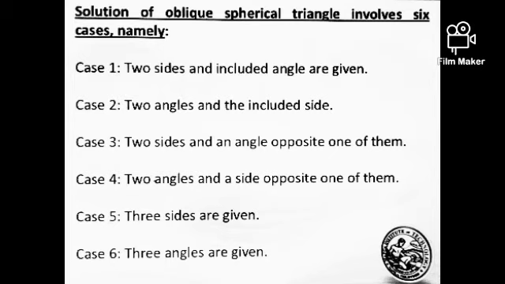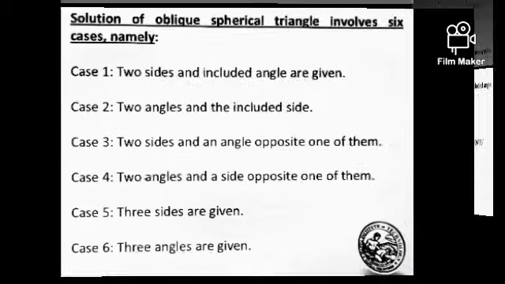That is, the included angle is the angle between the two sides. Case 2, two angles and the included side are given. The included side is the side common to the two angles. Case 3, two sides and an angle opposite one of them are given. Case 4, two angles and a side opposite one of them is given. Case 5, three sides are given, and the last case, three angles are given. We will have examples for cases 1, 2, 3 for today's lesson.